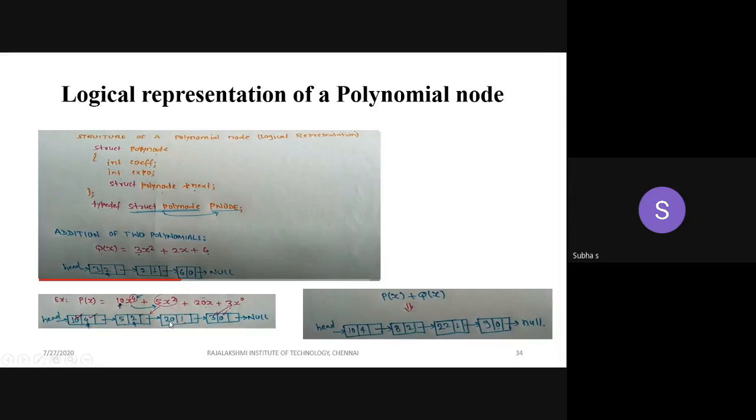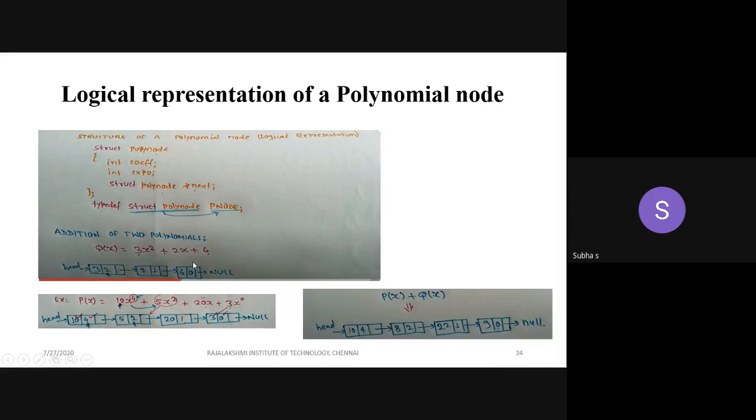Now what you have to do? Here the pointer is currently pointing to 20x. You have to move to the next field. What is the 3x power 0? There is no more term in polynomial 1 to check, so you can write that 3x.